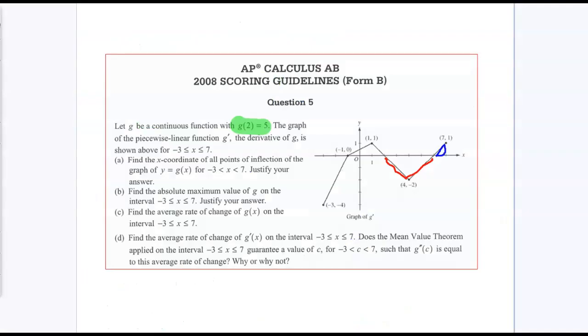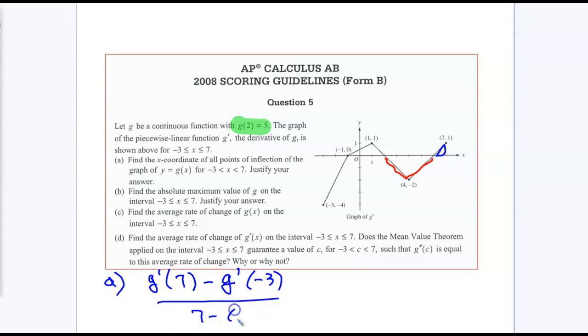And it says find the average rate of change of G prime. And then it says, does this mean the mean value theorem applied on -3 to 7 guarantees the value C such that G double prime is equal to this average rate of change, why or why not? So to find the average rate of change of G prime, I'll just do it right here. So it's going to be G prime at 7 minus G prime at -3 over 7 minus -3.